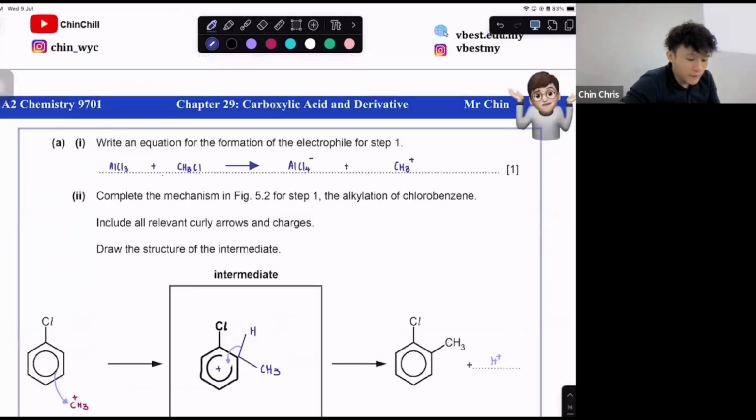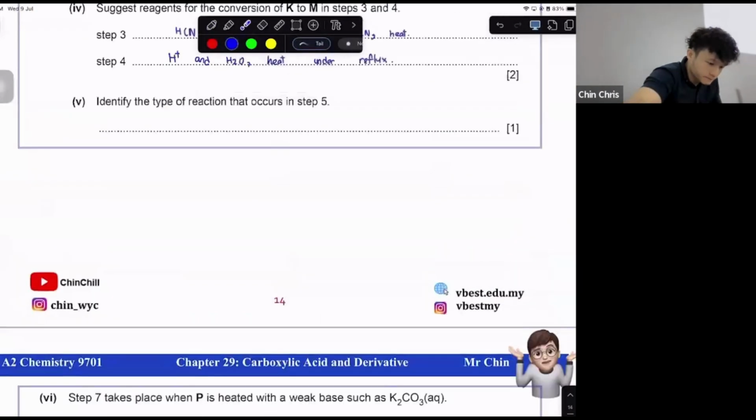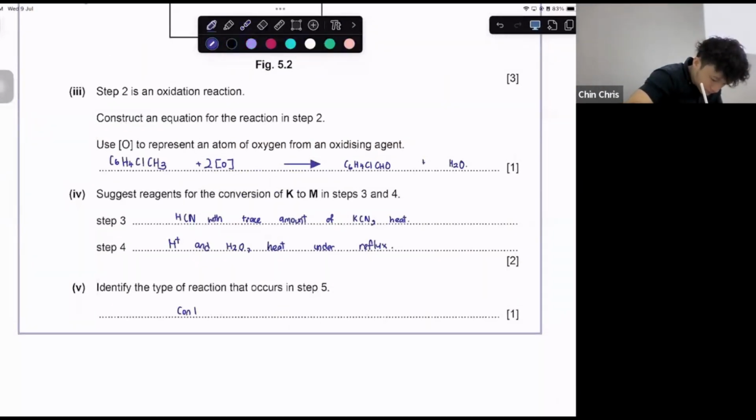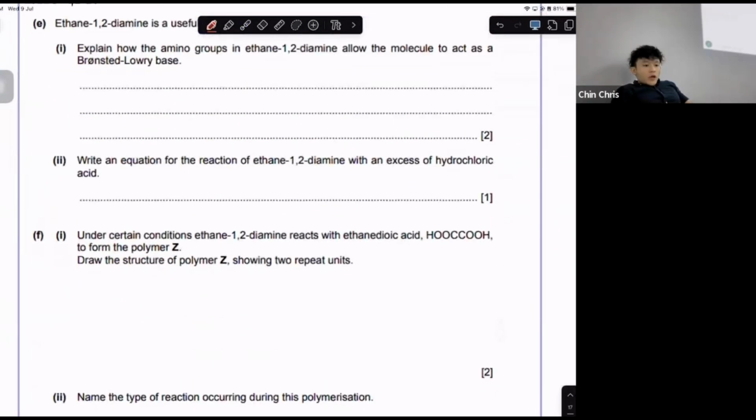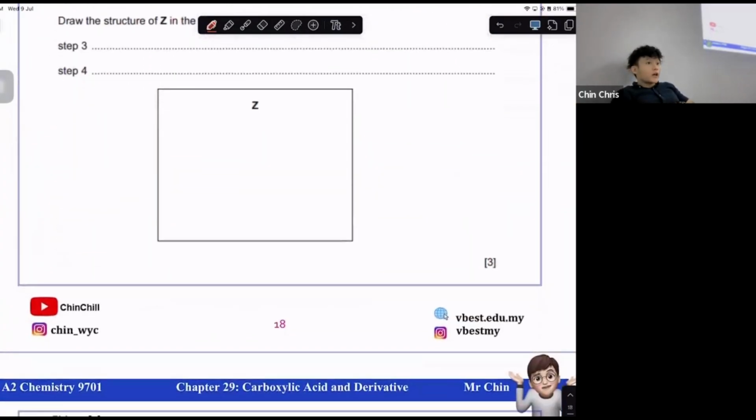Alright guys, step 5. What's step 5? We already labelled, right? Ester is condensation. Okay, we are almost done with our organic chem already. For info, we are 75% done with organic chem.